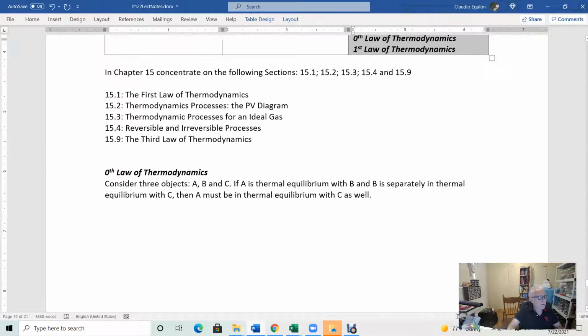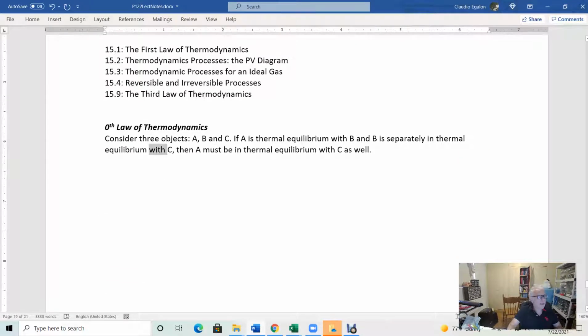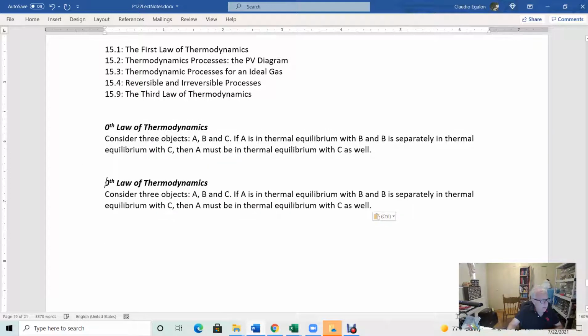Okay? So consider the zero law of thermodynamics. Just to remind you, right? We already covered that. Consider 3 objects, A, B, and C. If A is in thermal equilibrium with B, and B is separately in thermal equilibrium with C, then A must be in thermal equilibrium with C as well. Okay? So what about the first law of thermodynamics? The first law of thermodynamics is a mathematical equation.